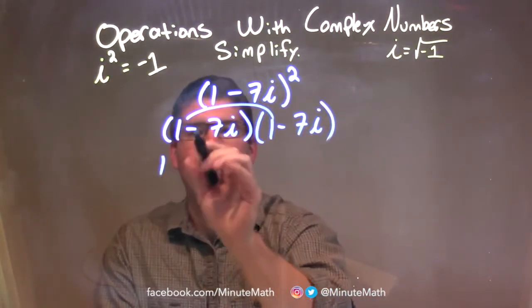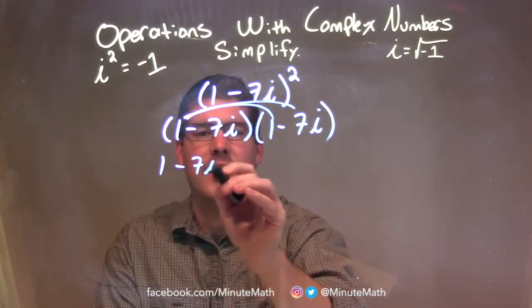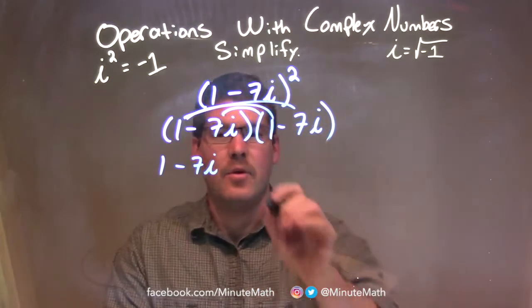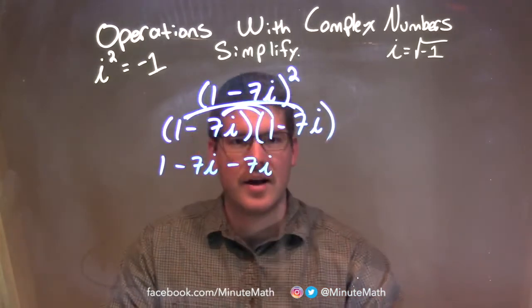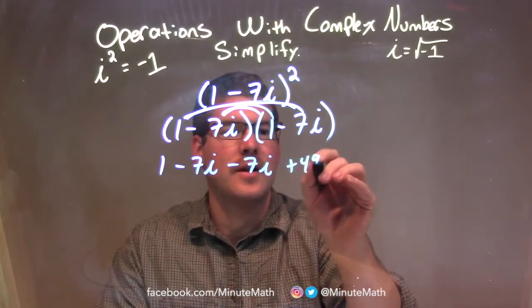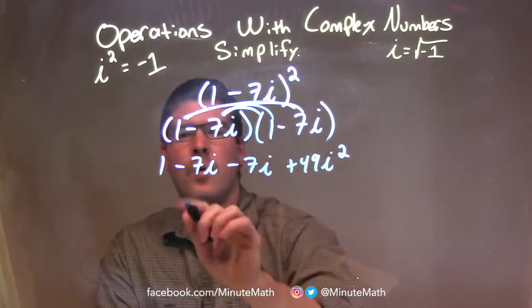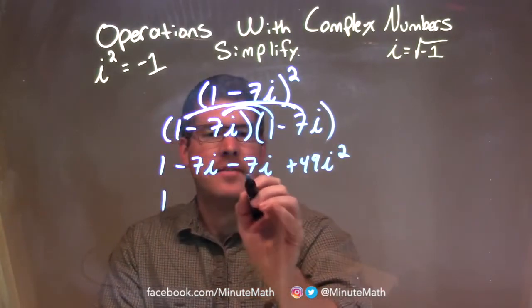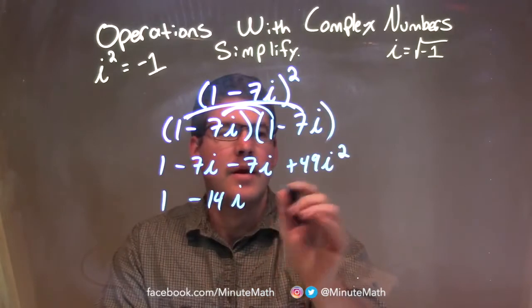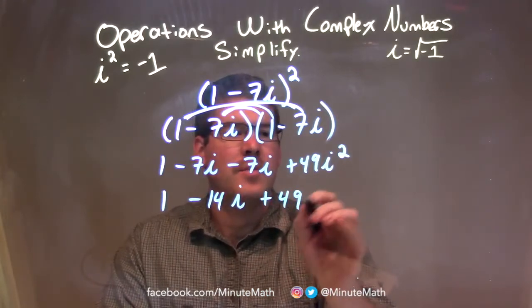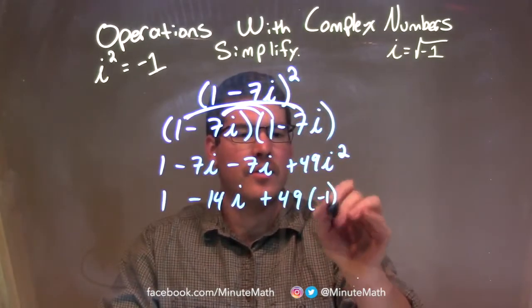1 times 1 is 1, and 1 times minus 7i is a negative 7i. Negative 7i times 1 is a negative 7i. And negative 7i times a negative 7i is a positive 49i squared. Well, let's simplify this a little bit more. 1 comes down. Minus 7i minus 7i is a minus 14i right there. And then we have the 49, but instead of i squared, that's a negative 1. So we have a negative 1 right there.